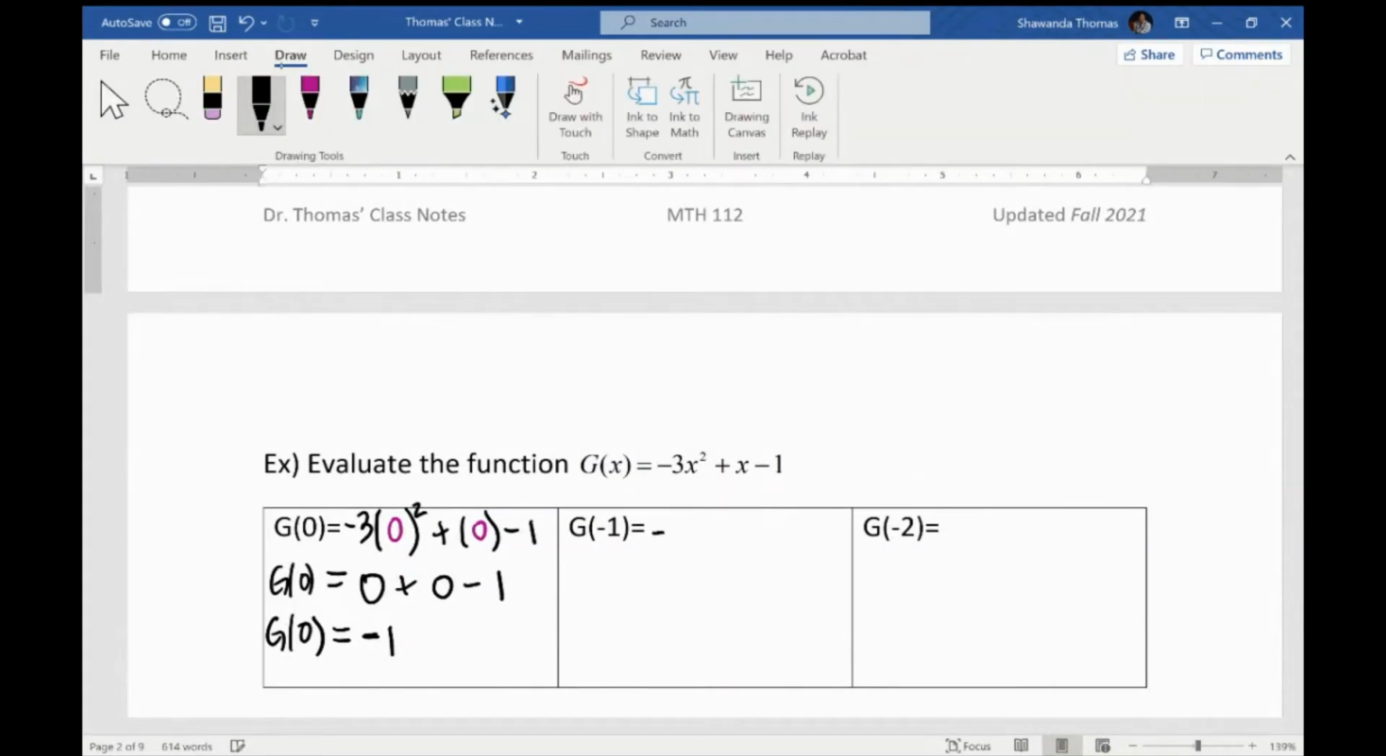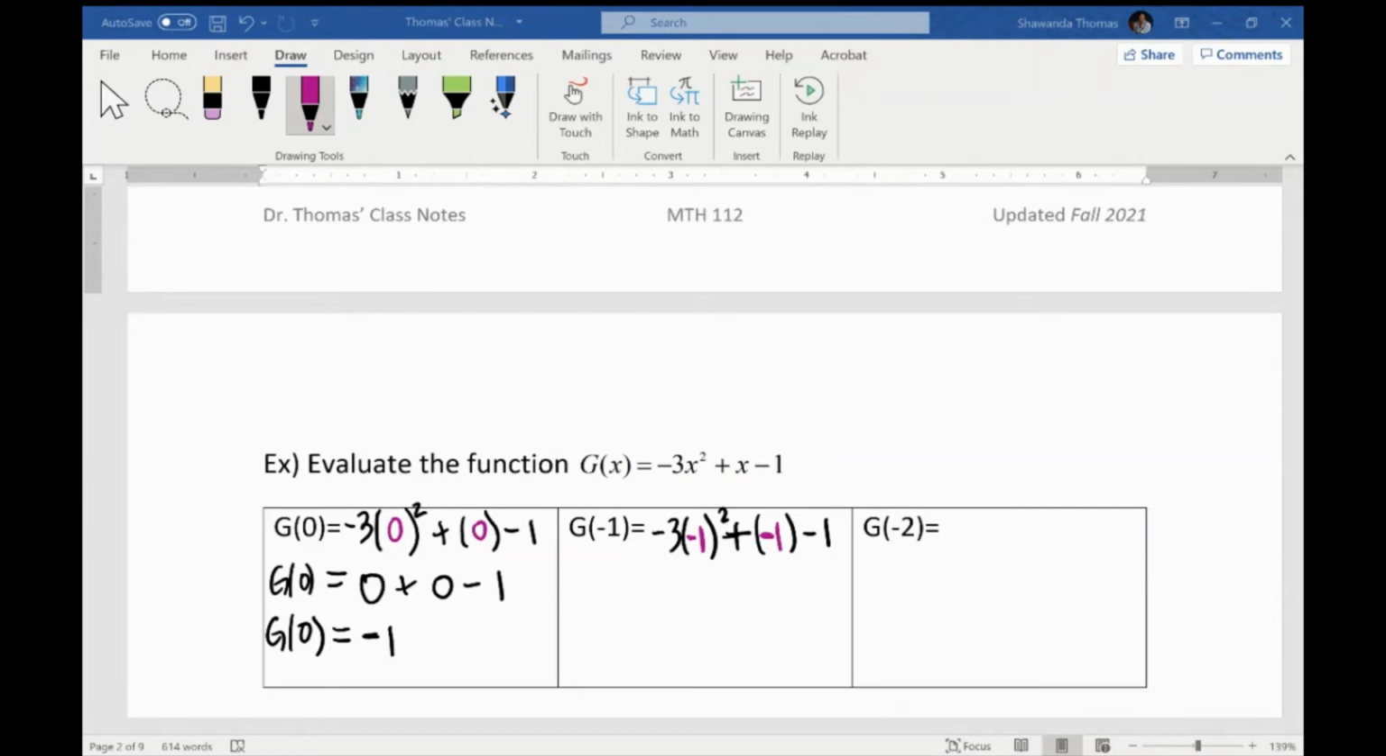So that's -3 times something squared plus something minus 1. The something in this case is -1. I want y'all to just work on it, -1 here, because this can trip you up if you're not careful. This one can trip you up a little bit. So I want y'all to look over it twice and see what you think.